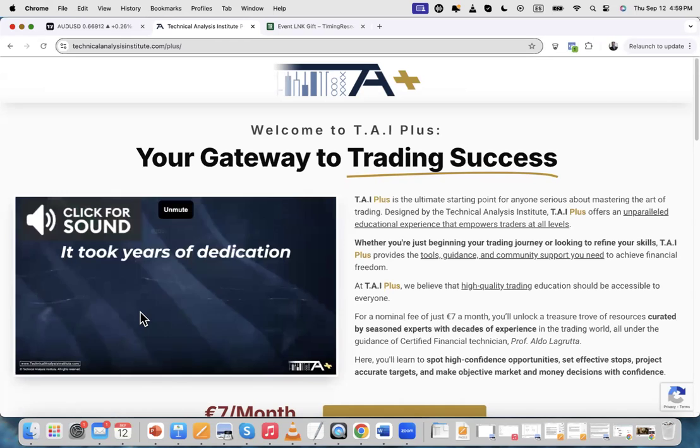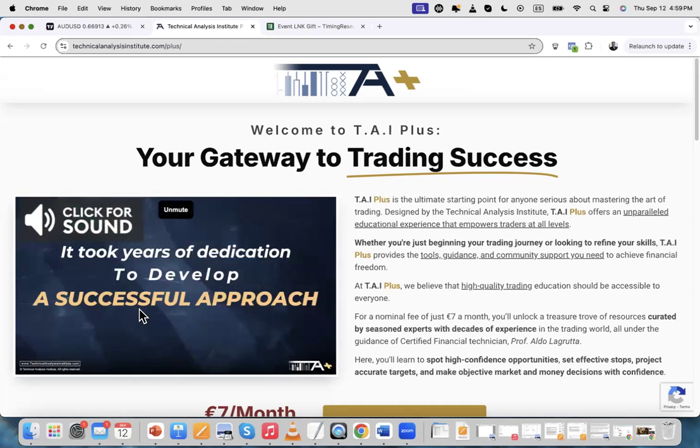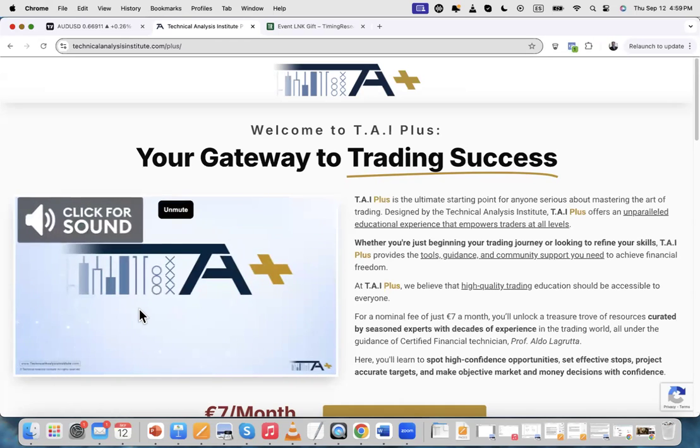Okay, can you type the title of the book in here? I don't remember the exact title of the book, but I believe it was The Elliott Wave Principle. The author is Robert Prechter.